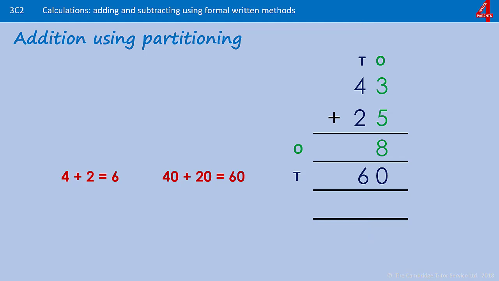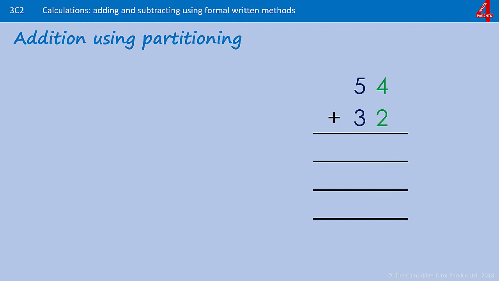And when we add those together using the columns, there's just 8 in the 1s column and 6 in the 10s column. So the total is 68. Have a go at this one. Pause the video if you need a moment to do this.